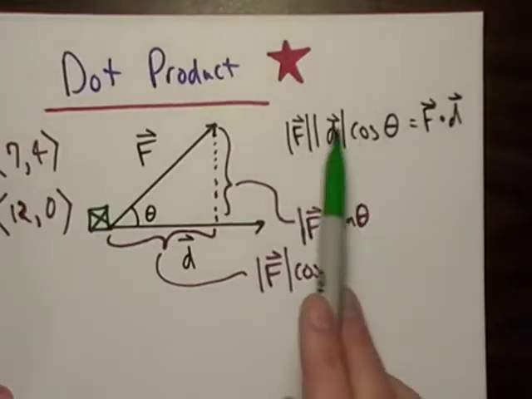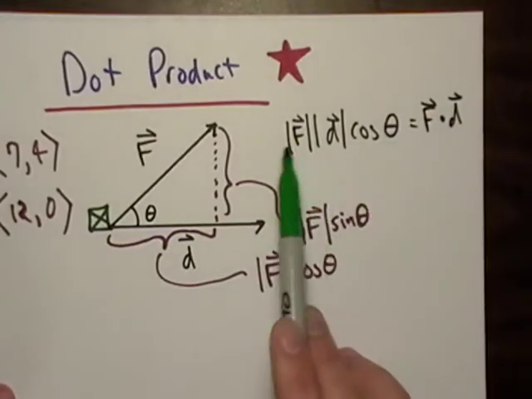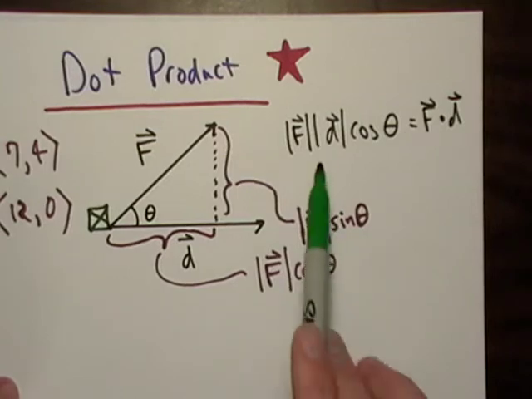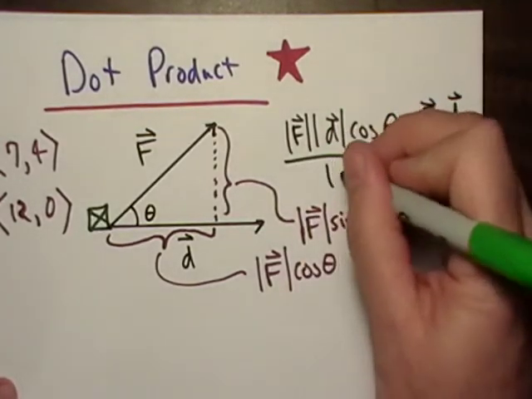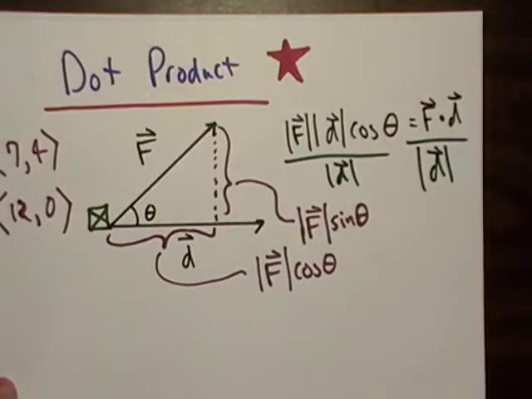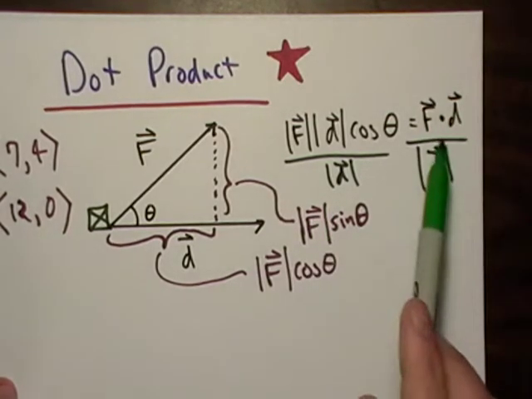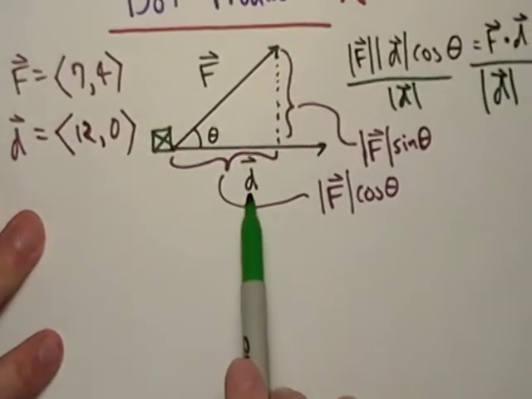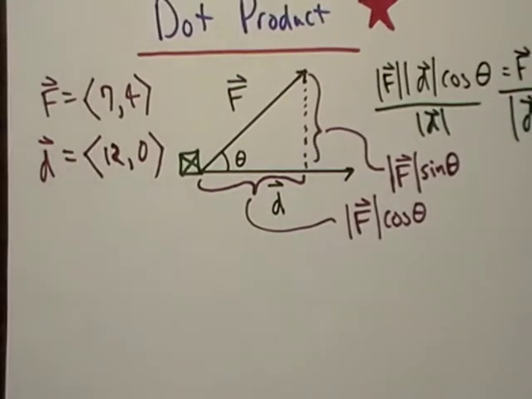So basically, here's our formula over here, and this is what we're after. If we wanted f cosine theta, what we'd have to do is just divide both sides by the magnitude of d. So we need the dot product of f and d, and then we need to find the magnitude of just d, or direction. Okay, so let's go ahead and do that.